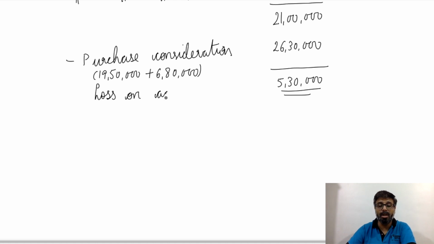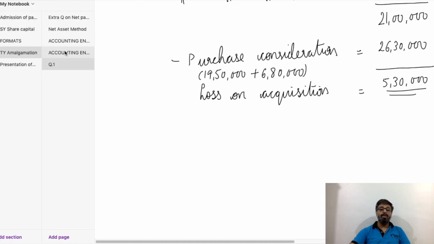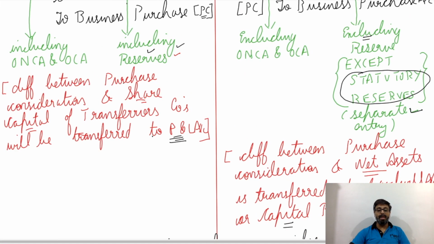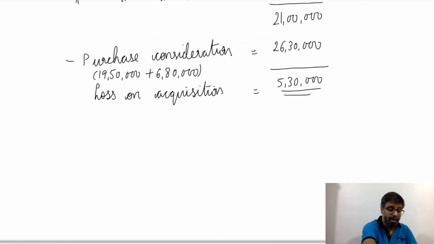Okay, what is it called? Loss on acquisition. If you are paying less, it is profit on acquisition. If you are paying more, it is loss on acquisition. Now this, as we studied in the notes, we have to debit to P&L account. We have to transfer it to P&L account, but as it is a loss, we have to debit it to P&L account.